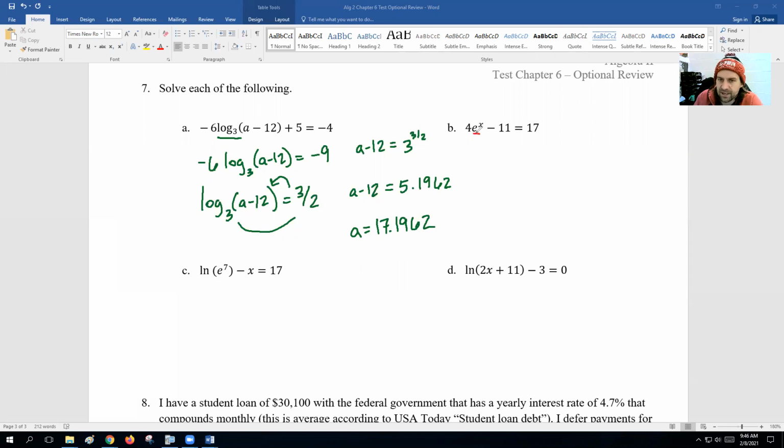All right, and from here, we need to isolate this e first. So we're going to add 11 over. So 4e to the x power is equal to, if we add 11 over to 17, that's 28. Divide by 4 to get the e to the x alone. 28 divided by 4 is 7. And then what cancels out in e? The ln cancels out. So we take the ln of 7. So we take out a calculator again. Natural log of 7 is 1.9459.